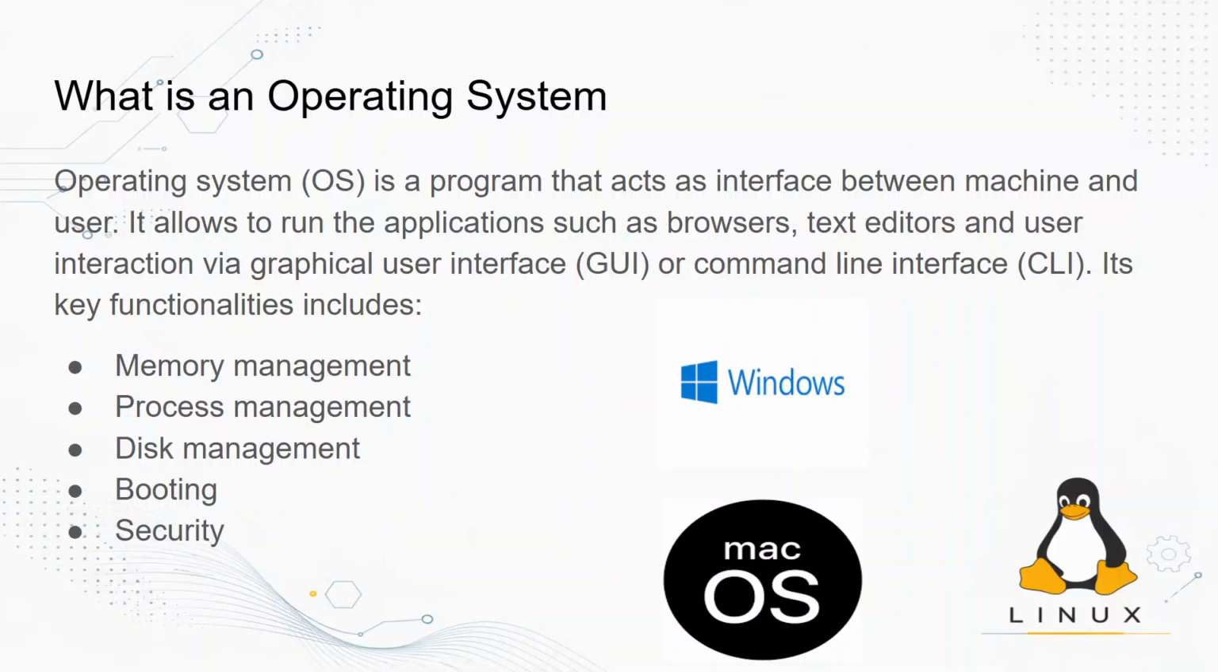Operating system functionality includes memory management, meaning how memory is allocated to each program. There is also process management, and it manages disks. It handles how our data goes onto the hard drive. It also handles booting the system.